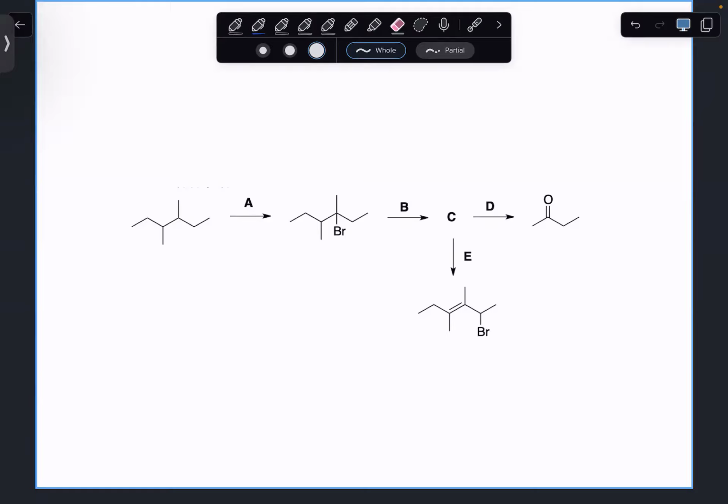What we're looking at is that we're given the starting material and the product of reaction 1, and we're just missing the reagent. So what is letter A? What is the reagent that will take this compound to that compound?